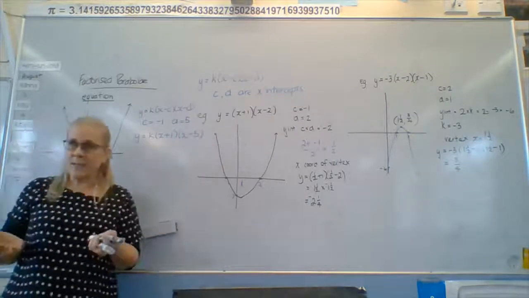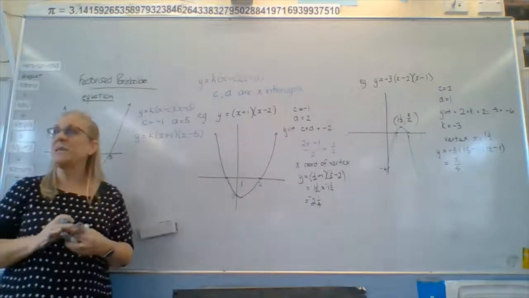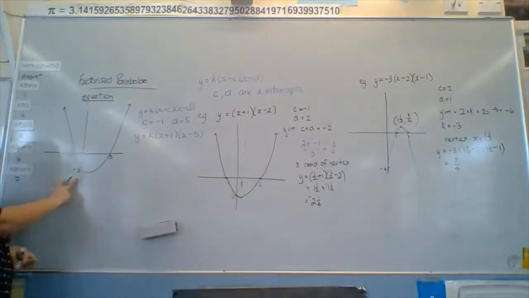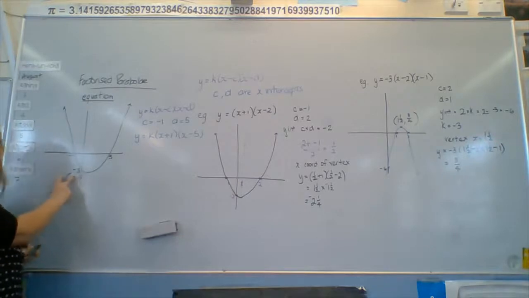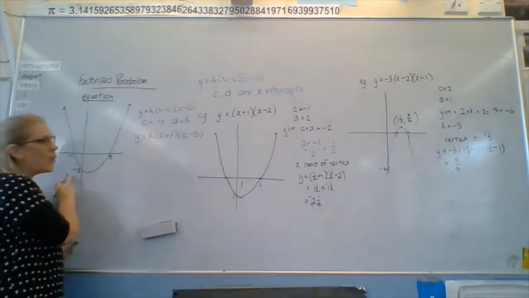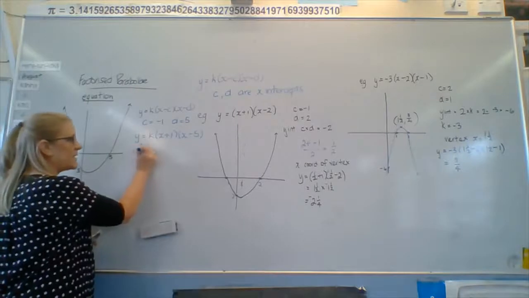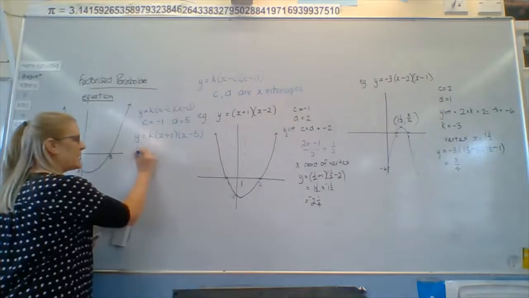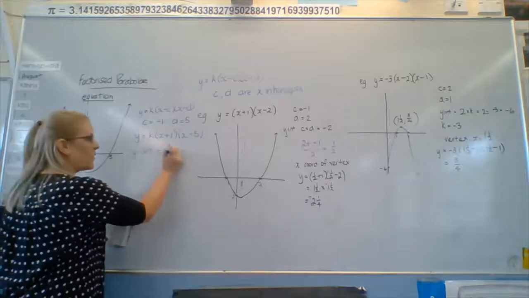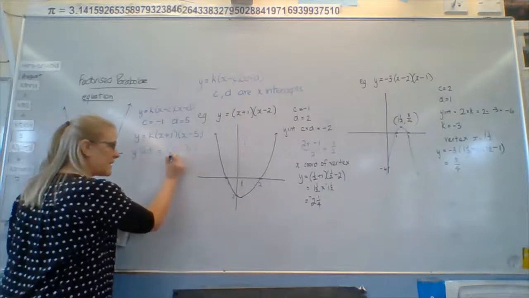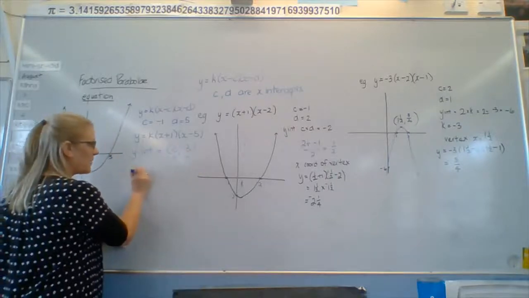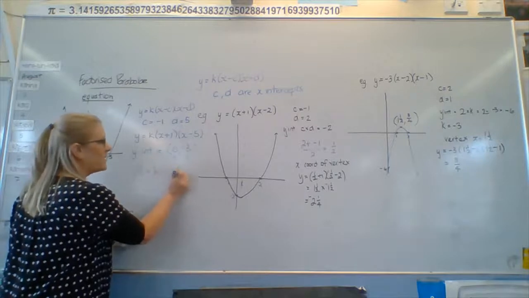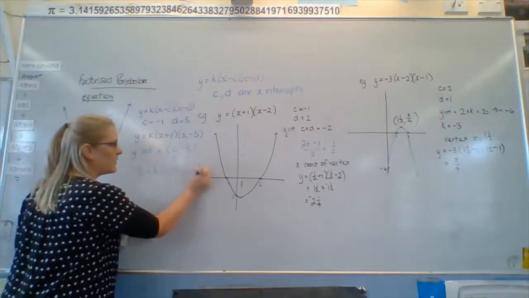So we've still got too many letters. We've got x's, y's, and k's. We need a point, not the vertex. So our point that we're going to use is this one. What's the coordinate for that point? 0, -3. So it's not the vertex, it's the y-intercept equals 0, -3. So that's x and that's y. So -3 equals k, 0 plus 1, 0 minus 5.